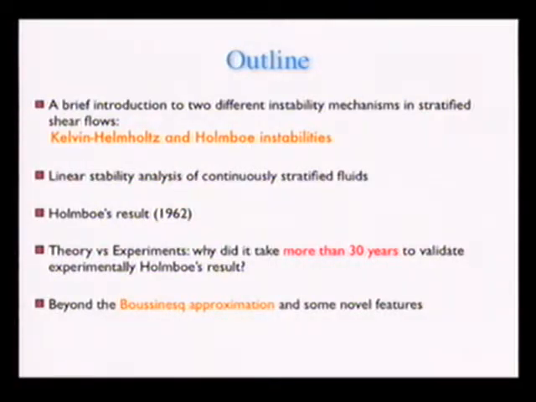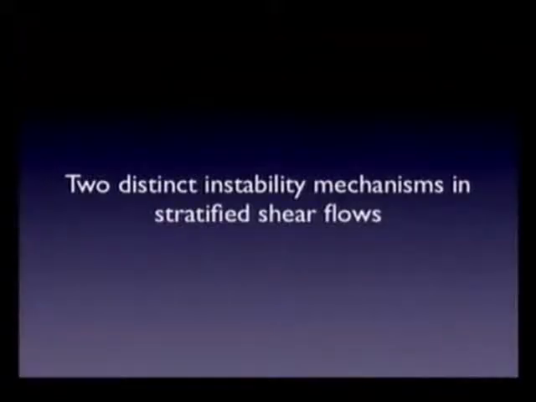I will present the Holmboe's result from '62, and we'll see why it took more than 30 years to find this experimentally. Okay, so this was predicted in '62 theoretically using a very, very simple model, and it took more than 30 years to see it in a lab. Okay, and we'll see what really happens when you go beyond the Boussinesq approximation.